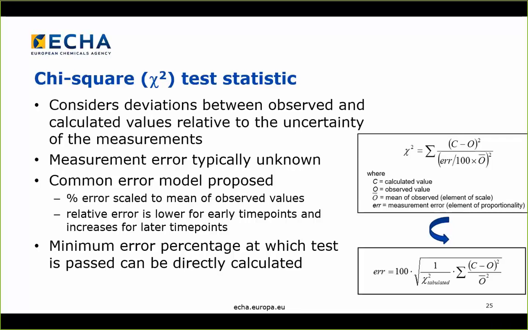You don't really need to understand the chi-squared statistic, but I like to give you the basis for it. The really important thing is that with this statistical test, the minimum error percentage at which the test is passed can be directly calculated. Okay, so that's what the chi-squared test does. It calculates the minimum error percentage at which the test is passed at a certain significance level. And models with lower chi-squared error percentages are better fits. Okay.